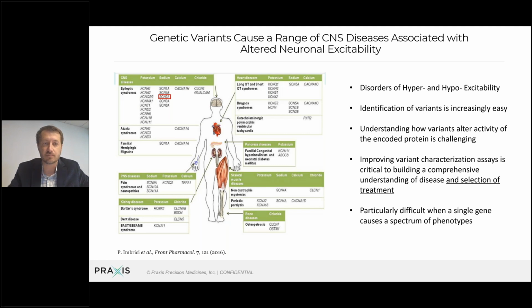And so the sodium channel field, but in essence many of the disorders caused by genetic variation, really need a robust functional characterization assay. That's to help understand how that protein is dysfunctional, but particularly how to guide treatment. Like, is this a gain of function or a loss of function, and how that informs treatment decisions between the patient and their physician. This is particularly difficult when you're dealing with genes such as SCN2A, where a single gene can cause a spectrum of phenotypes. And that's what we'll be discussing today.